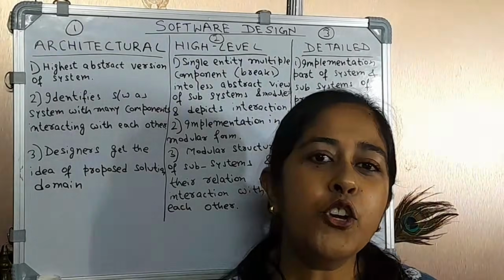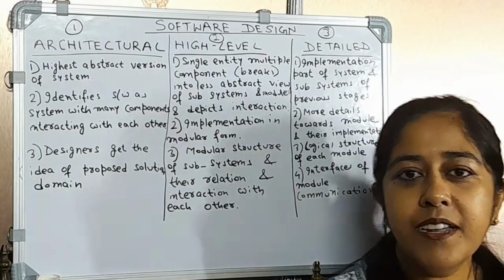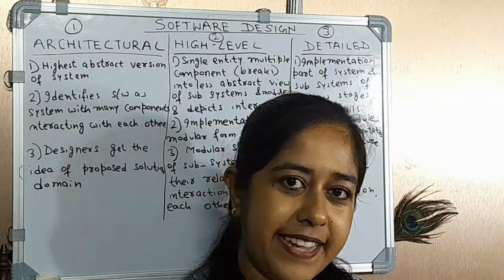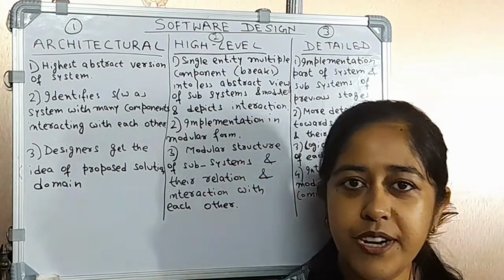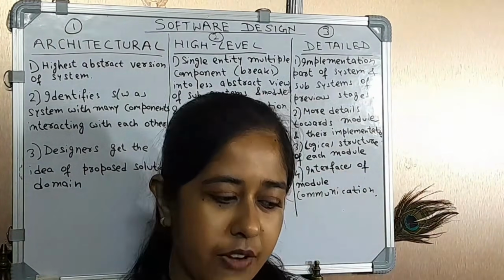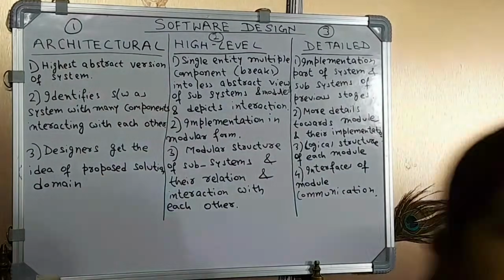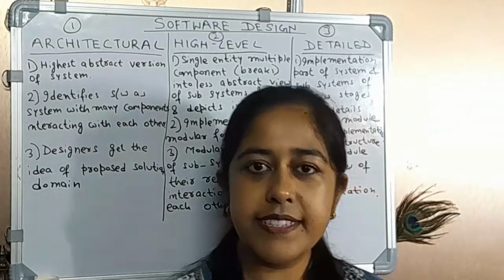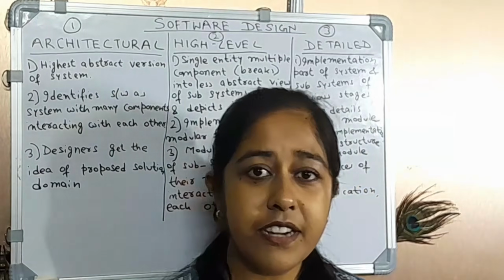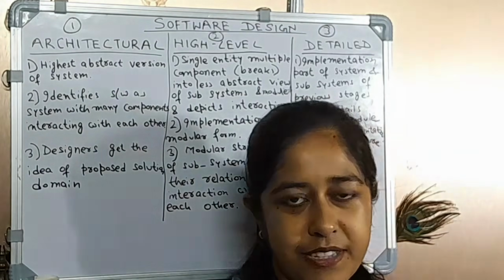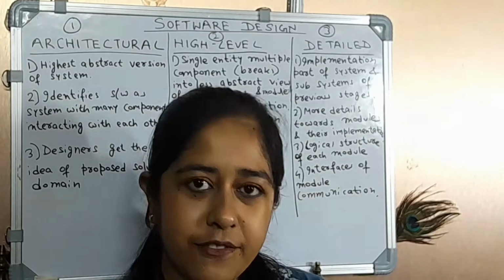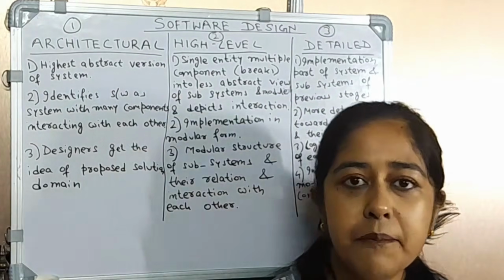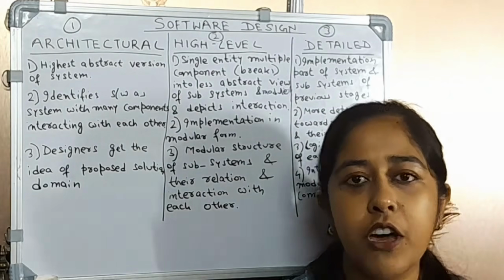Okay, now today we are going to start our new topic, that is software design. As we all know, software design is the third level of our SDLC model. First was feasibility study, second was requirement analysis and specification, and now the third one is our designing phase.